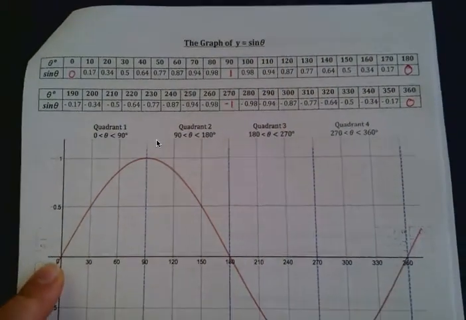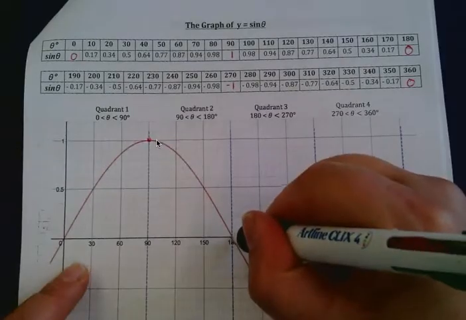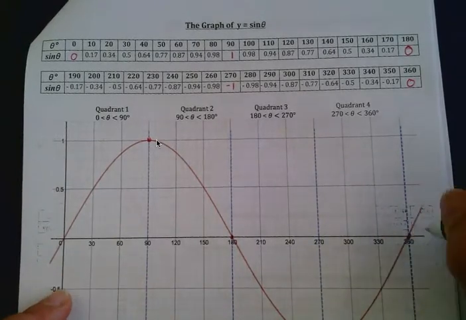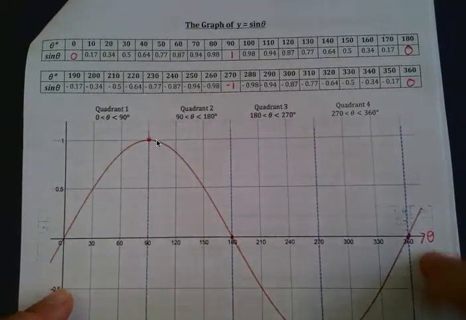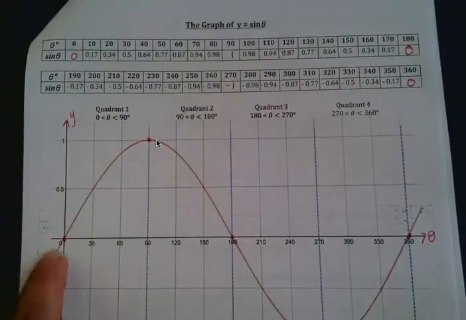So, sine of 0 is 0. Sine of 90 is 1. Sine of 180 is 0. Sine of 270 is -1. Sine of 360 is 0. I'll put a theta there, and this is y. So this is my sine curve.